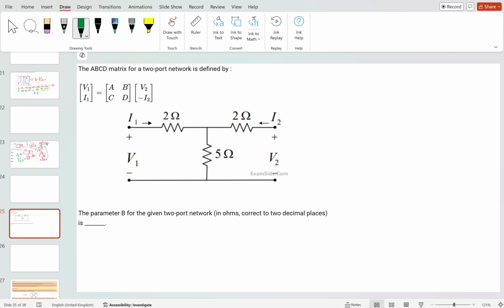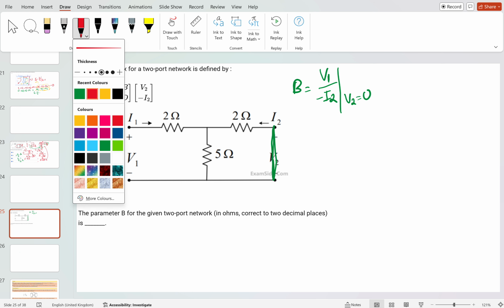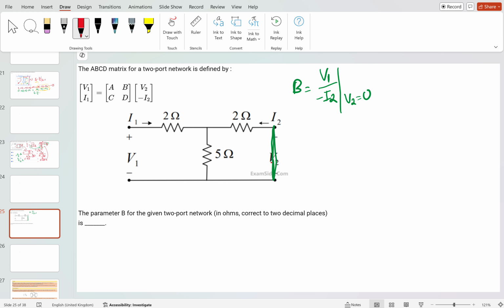Okay, 10.4. Let me verify. In this problem, what is asked is the value of V1 by minus I2 at V2 equal to 0. It means that you have to short circuit the V2 side. When you short circuit this V2 side and write the equations, this is the I2 here. I2 will also flow here, and there the I1 is coming. So what is going into this 5 ohm is I1 plus I2.